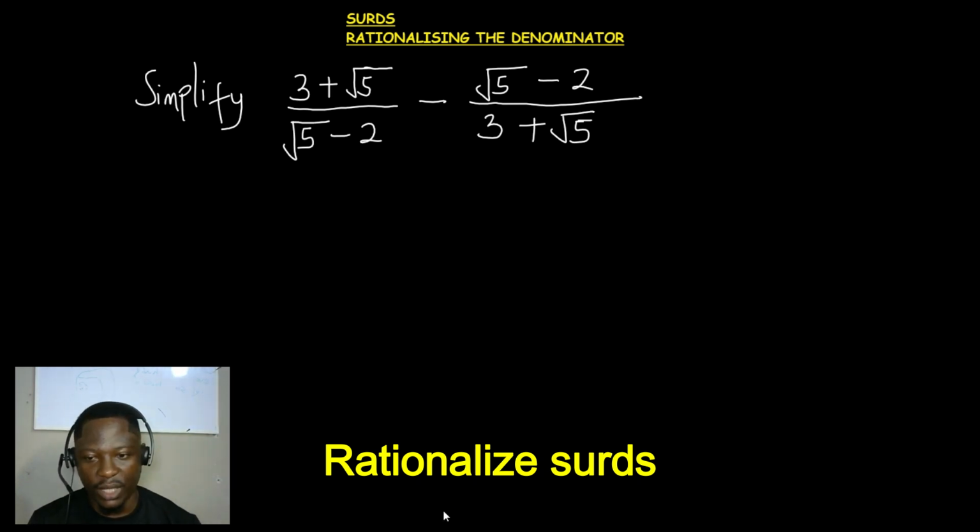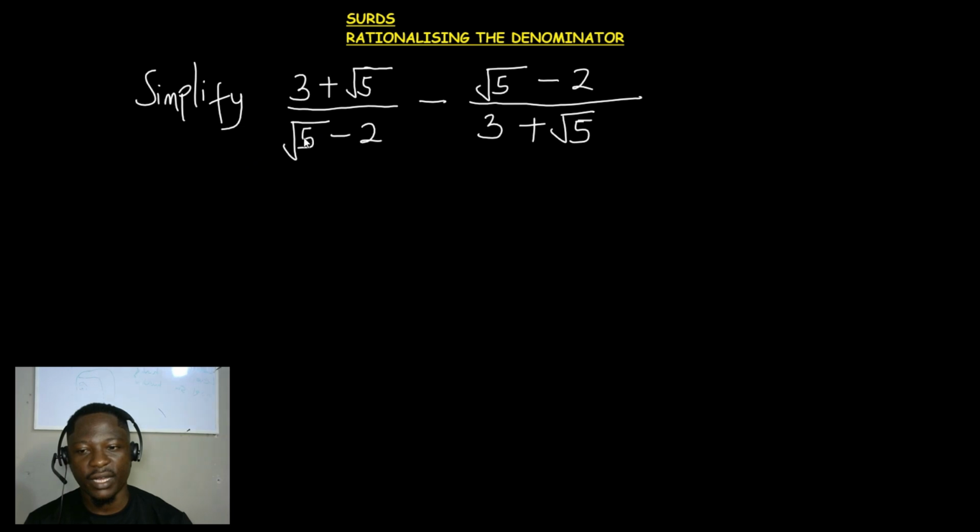Hello and welcome. In today's video, we are going to consider this question, and it says that we should simplify (3 + √5)/(√5 − 2) − (√5 − 2)/(3 + √5).